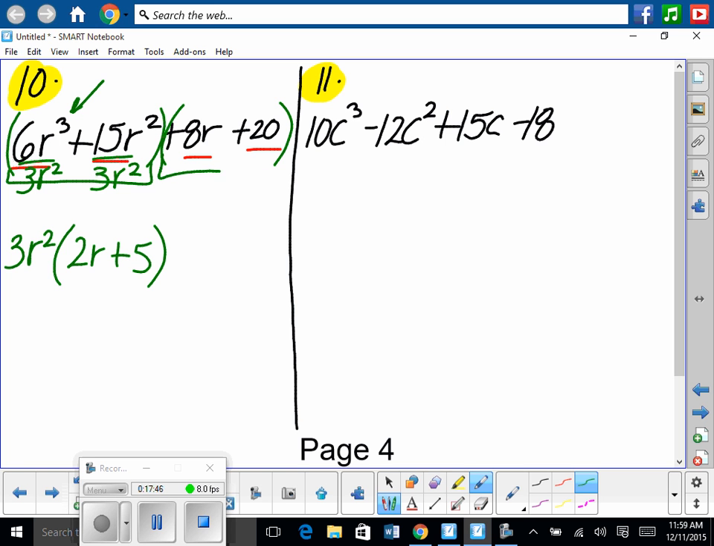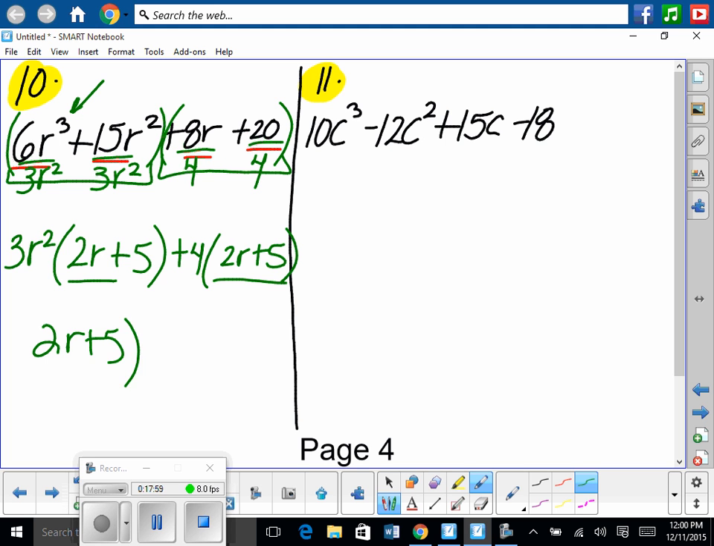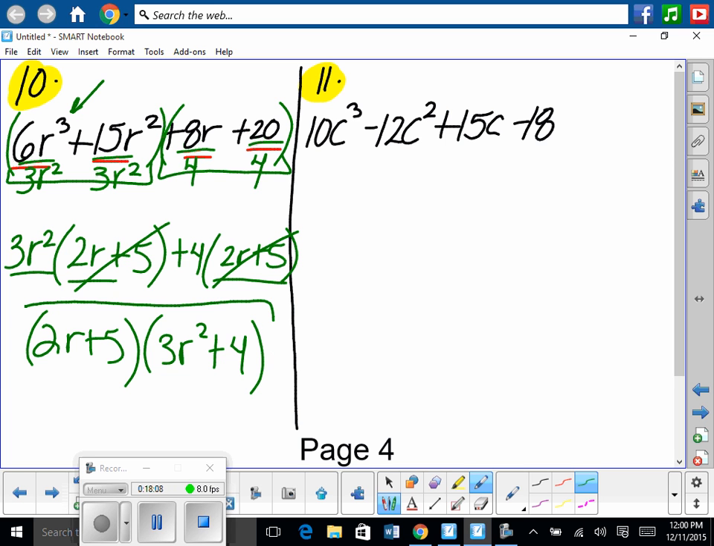And then the greatest thing in common here is a positive 4. Divide by what you pulled out. So then we'll have 2r plus 5. Check your safe haven. Safe haven's good. Pull it out, 2r plus 5. We just factored that out, so it divided out, leaving us with 3r squared plus 4. And that would be our answer for that.